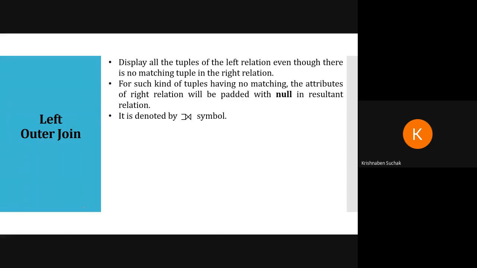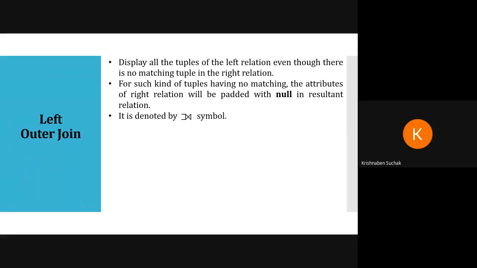If I have two relations, that means two tables, then whatever I write on the left side, all of that data will be displayed. Even if some data is not given in the right relation, it will still be displayed with null. For such tuples having no match, the attributes of the other relation will be padded with null in the resultant relation.